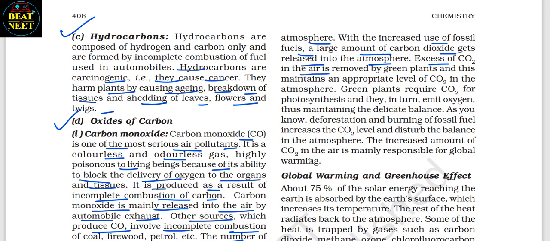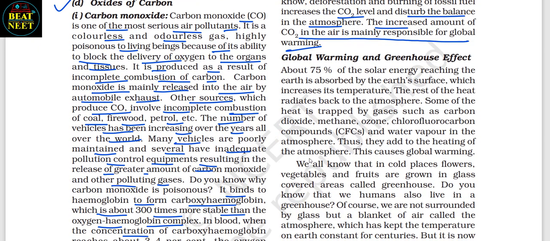Excess CO2 in the air is removed by green plants, and this maintains an appropriate level of CO2 in the atmosphere. Green plants require CO2 for photosynthesis and they in turn emit oxygen, thus maintaining the delicate balance. As you know, deforestation and burning of fossil fuel increase the CO2 level and disturb the balance in the atmosphere. The increased amount of CO2 in the air is mainly responsible for global warming.